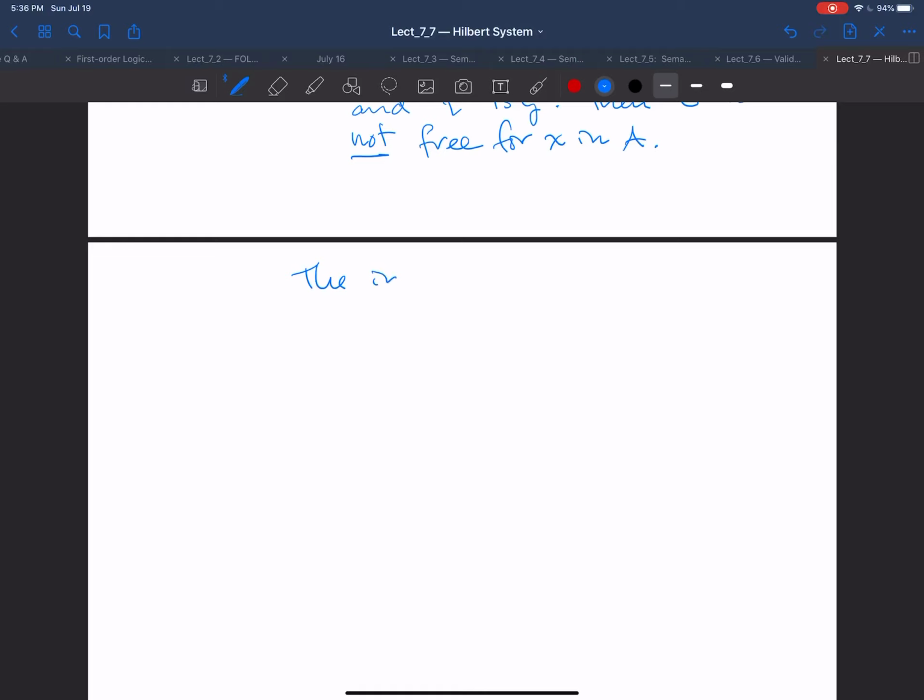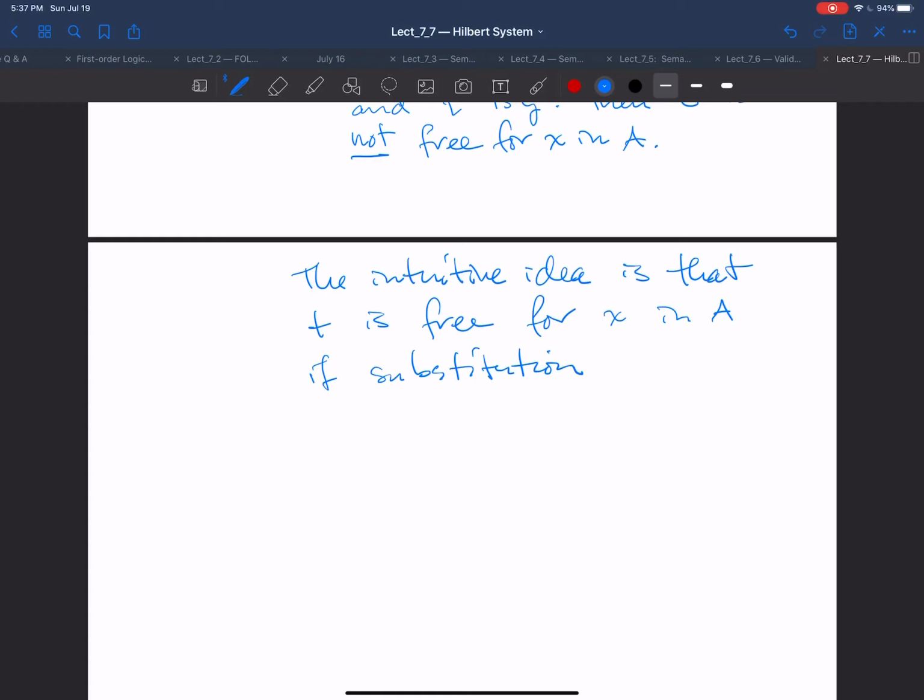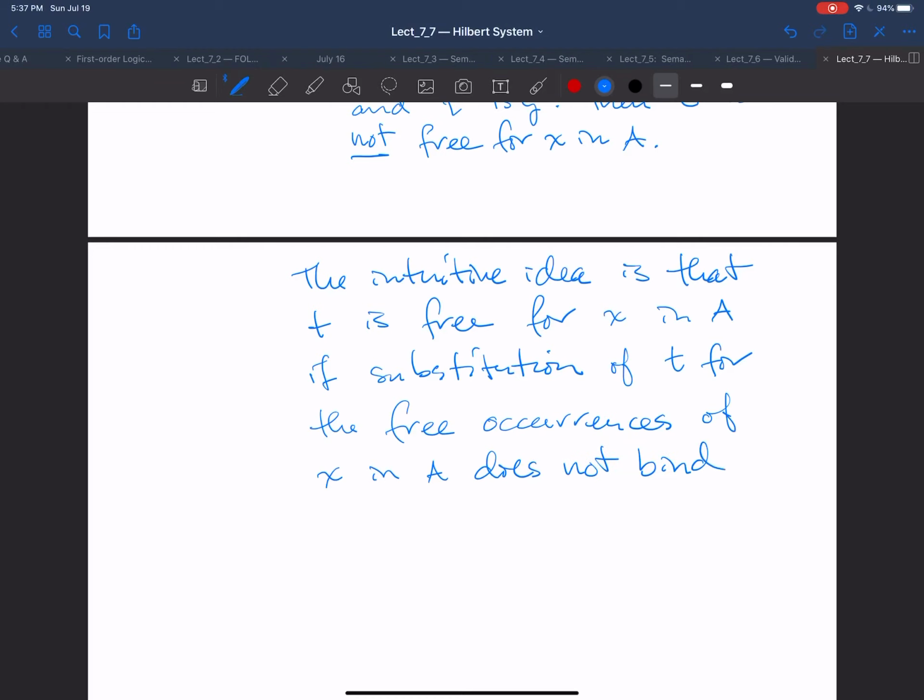So the intuitive idea is that t is free for x in A if substitution of t for the free occurrences of x in A does not bind any variables in t.